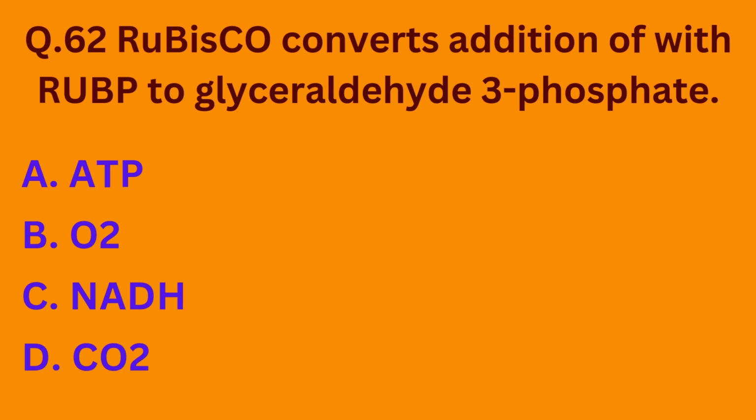Question number 62. Rubisco converts addition of dash with RuBP to glyceraldehyde 3-phosphate. Option A, ATP, option B, oxygen, option C, NADH, and option D, carbon dioxide. So the correct option is option D, carbon dioxide.